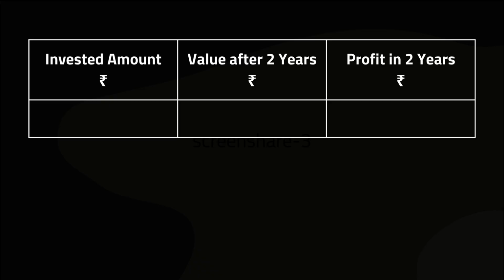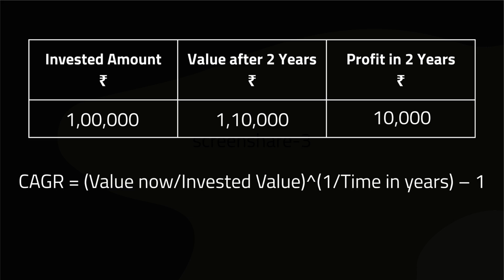Bringing time period into the return calculation. CAGR stands for Compound Annualized Growth Rate. It answers the very simple question: if my investments were to grow at a very steady rate every year, what would that rate be? Let us use the same example again. You invested 1 lakh rupees, it became 1 lakh 10,000 in 2 years. CAGR helps us calculate how much this investment effectively grew each year.